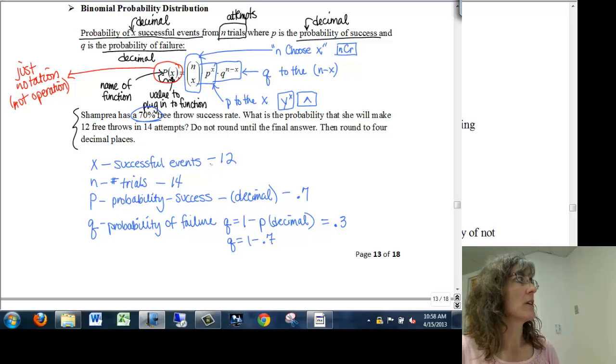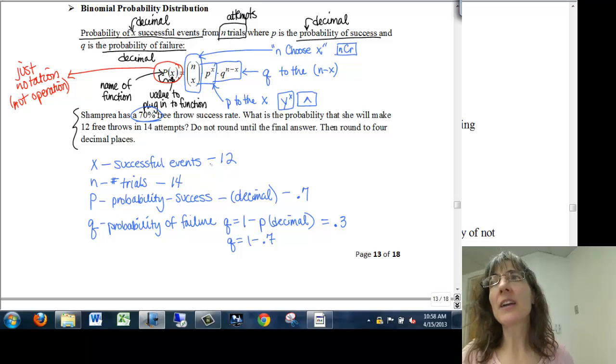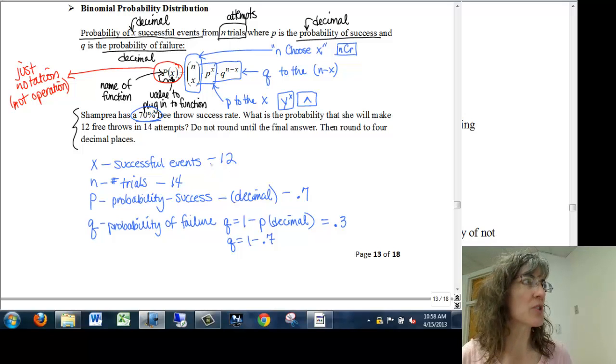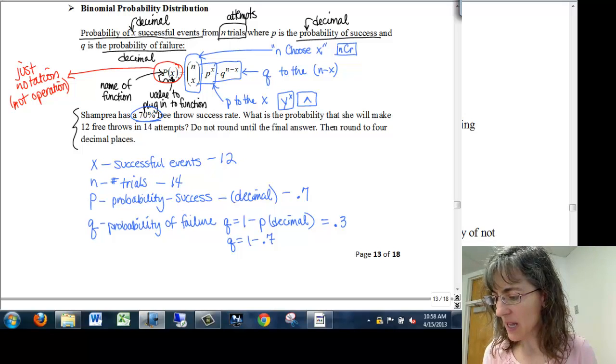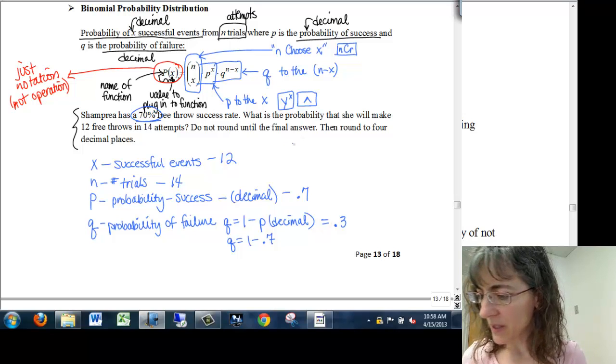Good. Okay, so that I would guess is going to be where the big challenge is. Once you've worked through this formula a couple of times, it's not going to be so difficult to calculate. But finding where the numbers go might give us some challenge. So let's work on this. 12 is our X, N is 14, P is 0.7, Q is 0.3. Let's try plugging that in.